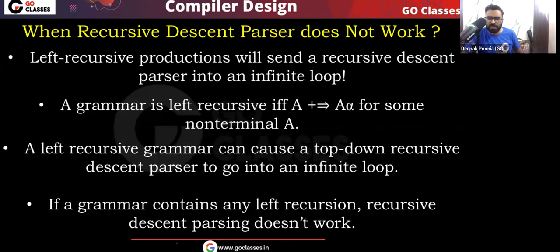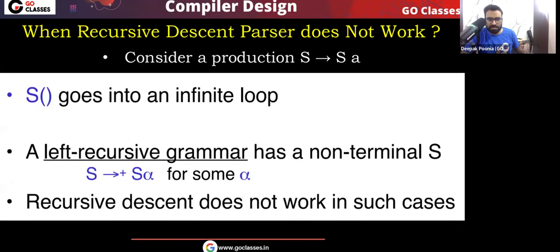Very simple. So you can read here that the recursive descent parser does not work when you have a left recursive grammar. In your grammar, if you have left recursion, then the recursive descent parser does not work. Very simple.